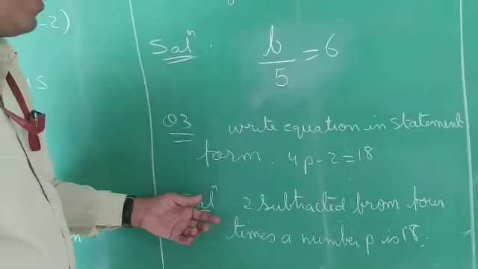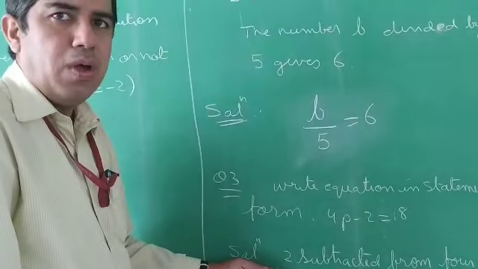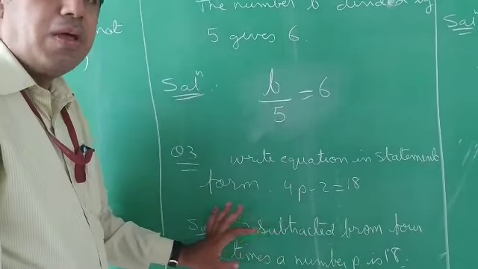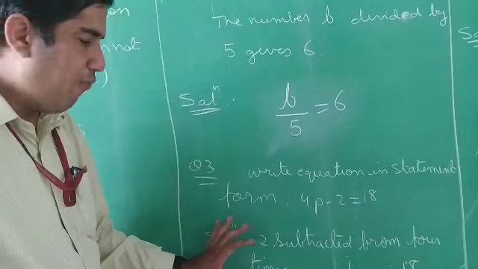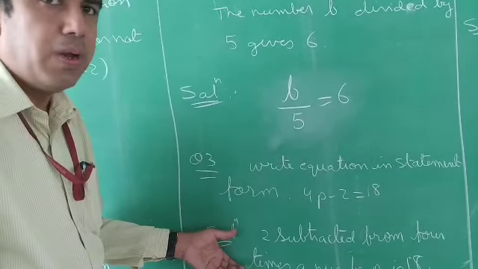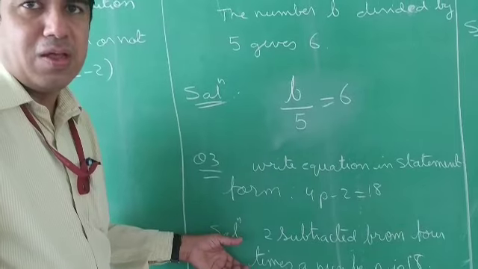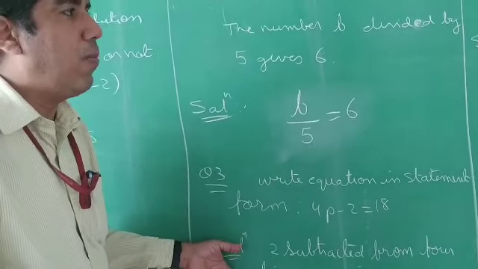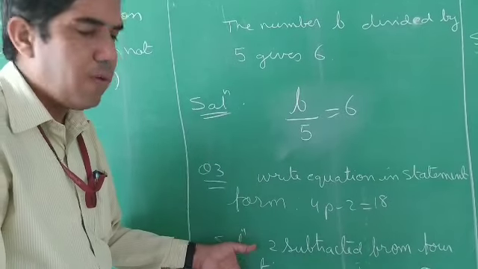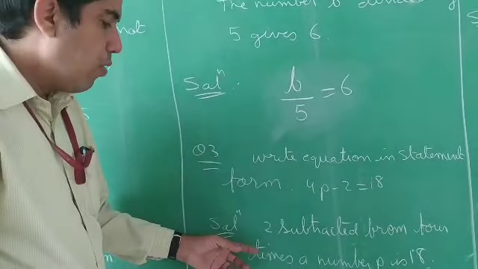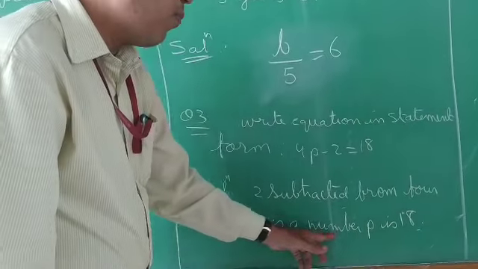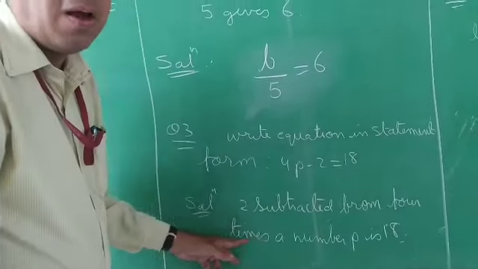And suppose anybody writes 4 multiplied by p and 2 is subtracted and the answer is 18. It is also right, but try to frame the sentence in a proper way. The formation of the sentence should be proper, but if grammatical errors are there, it is okay, though try to avoid them. In mathematics, we don't give so much importance to grammar. So here, 2 subtracted from 4 times the number p is 18. I think it is clear to you.